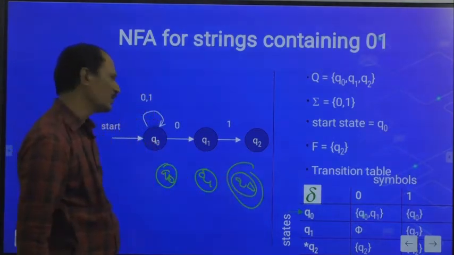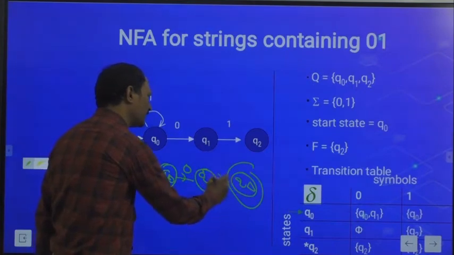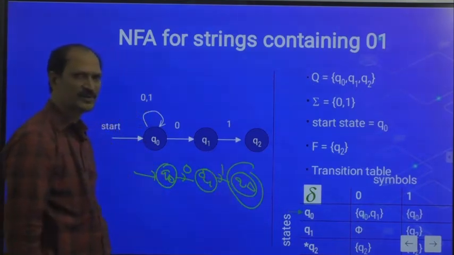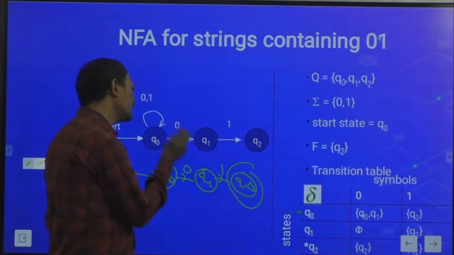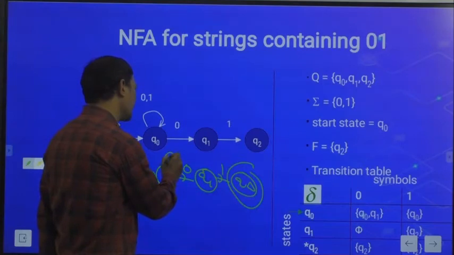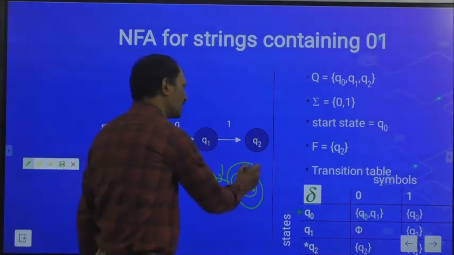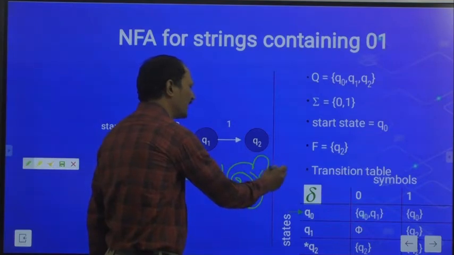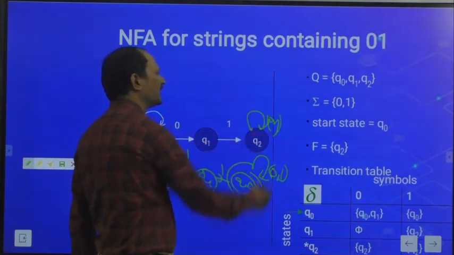Now how am I going to represent it? With 0 and then 1, I will be reaching the final state. Whatever happens before this 0, 1 as a substring, I don't care, and whatever happens after getting 0, 1, I don't care. This is how I am going to represent the NFA machine.